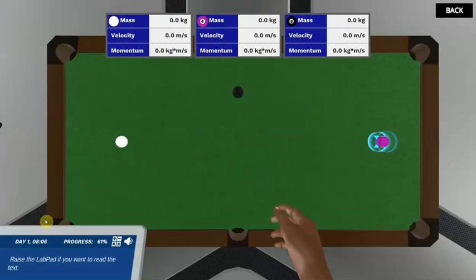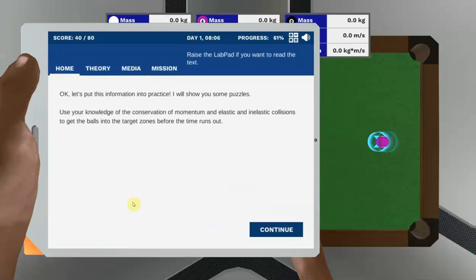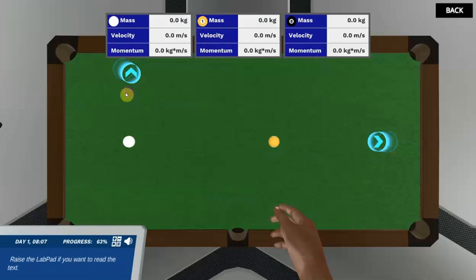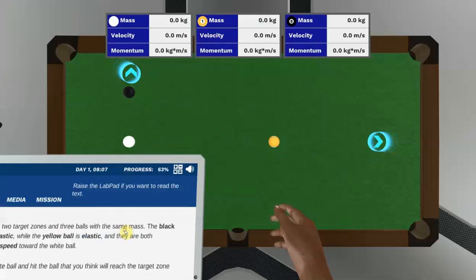Okay, let's put this information into practice. I will show you some puzzles. Use your knowledge of the conservation of momentum and elastic and inelastic collisions to get the balls into the target zones before the time runs out. In this puzzle, we have 2 target zones and 3 balls with the same mass. The black ball is completely inelastic, while the yellow ball is elastic, and they are both oncoming at maximum speed toward the white ball. Set the velocity of the white ball and hit the ball that you think will reach the target zone before the time runs out.